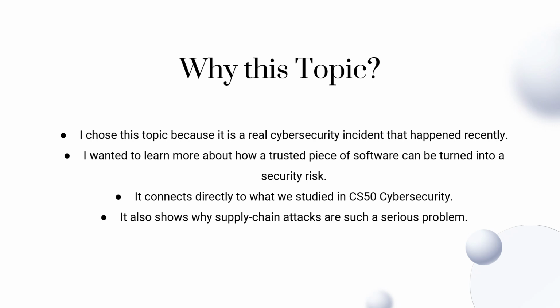And this relates a lot to the course because the main foundation of CS50 cybersecurity in the lectures was on how systems fail, how malicious users or attackers can take advantage of the weaknesses, and how we can reduce the risk of such a big breach and intent against security. So this incident is a strong example of why security has to include software infrastructure and trust to work.